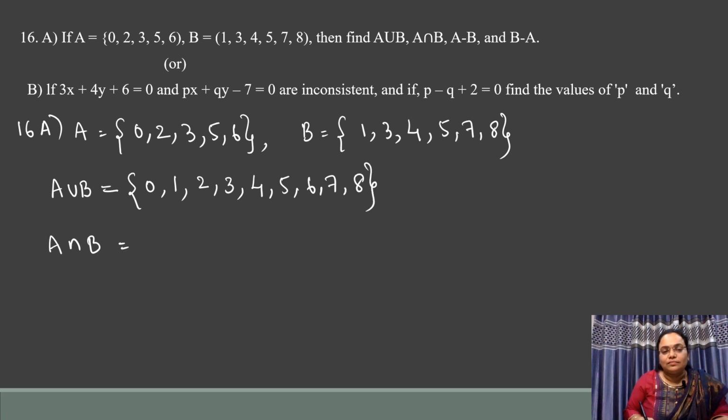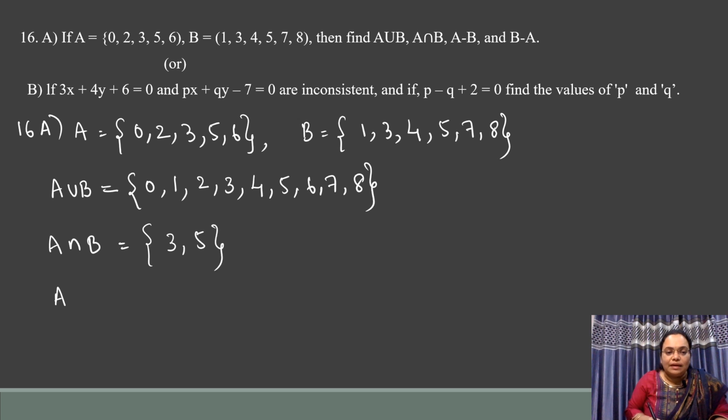Next is A intersection B. What is intersection? You need to take common elements from set A and set B. So what are common from A and B? 3 is common, 5 is common. So you will only take 3 and 5.